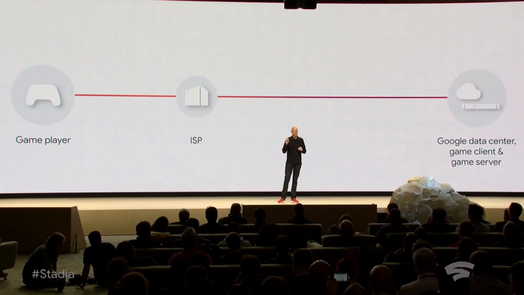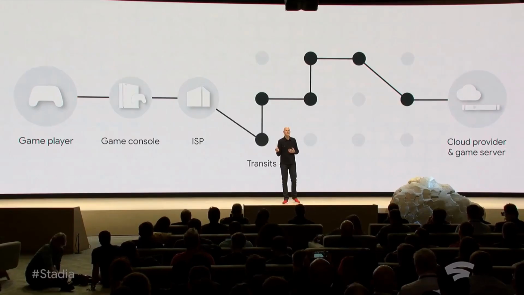So here what it's saying is, I've got the controller connected directly to the internet and directly to the Google Data Center. And the Google Data Center is streaming everything down directly through the ISP back to me on my other device. So I no longer have the latency being added by the intermediary device, the game console, and I also don't have all the latency being added by all these transit points.